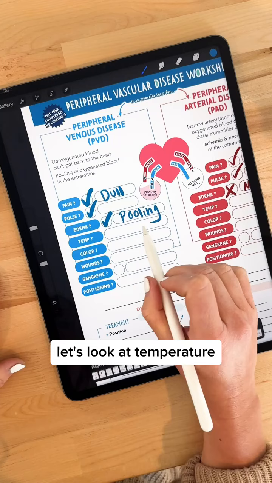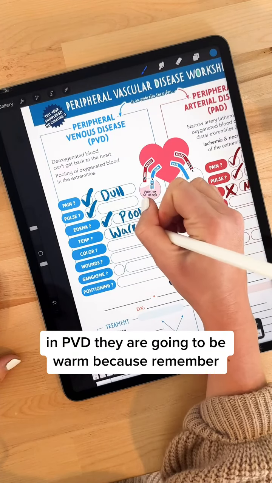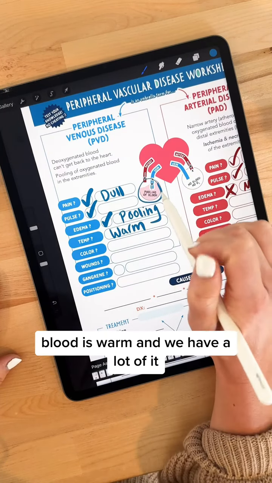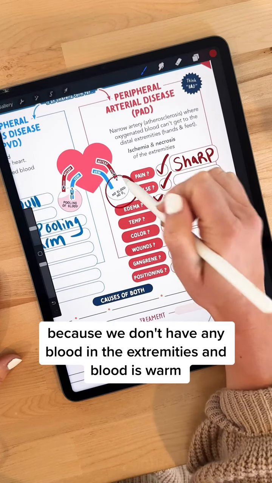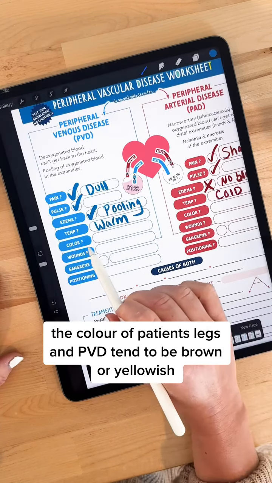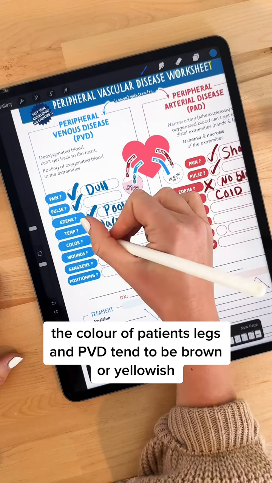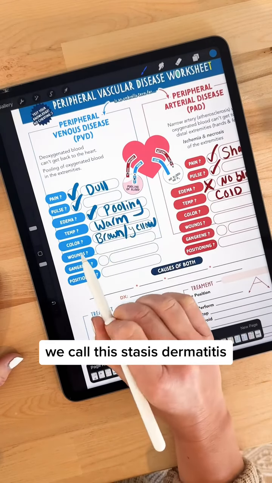All right, let's look at temperature. In PVD, they are going to be warm because remember, blood is warm and we have a lot of it. In PAD, the extremities are going to be cold because we don't have any blood in the extremities and blood is warm. The color of patients' legs in PVD tend to be brown or yellowish. We call this stasis dermatitis.